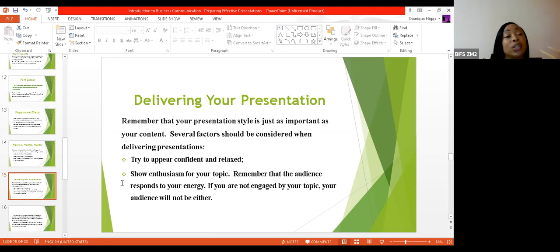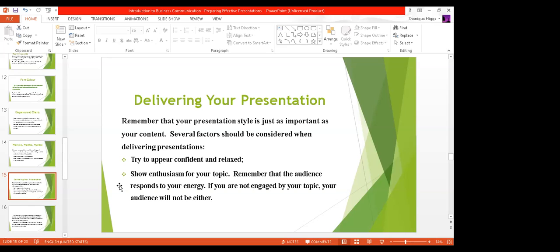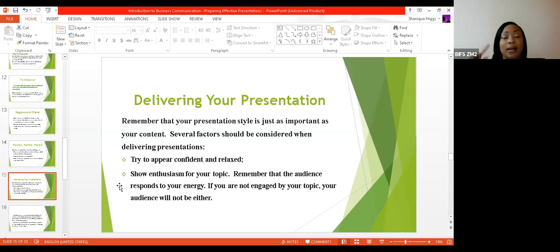And so delivery is just as important as the content because it is your energy that your audience is going to feed off. And so if you're not engaged, they're not going to be engaged either. And they're not going to benefit from your presentation. And so because they are the focus, you want to deliver your content in a way that is engaging. That involves not being monotone in the voice that you use, using gestures appropriately, but not in a distracting way.